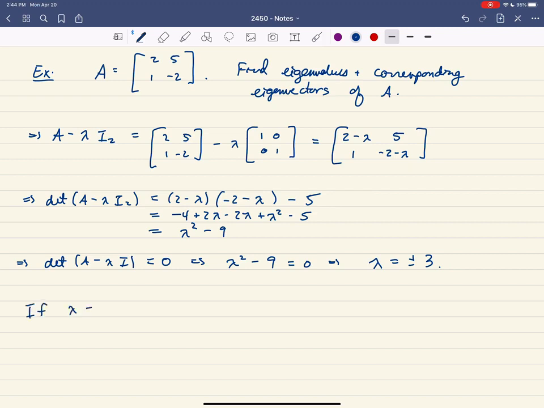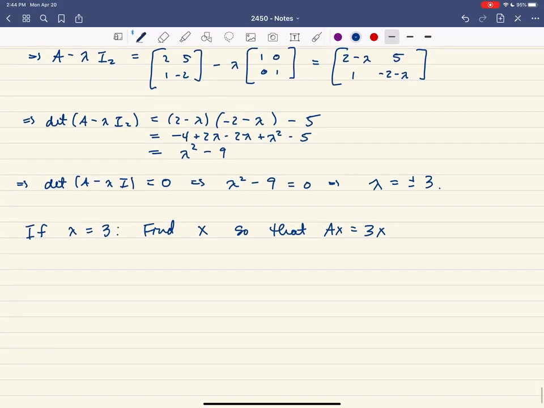All right. And so what we can do then is look at the eigenvectors. So if lambda is equal to 3, I want to find x so that Ax is equal to 3x. So here I want to solve Ax equals 3x. And another way to think about this is you can just jump right to A minus 3I times x being 0. I think that's helpful because A minus 3I is what we get when we take A minus lambda I and plug in lambda equals 3.